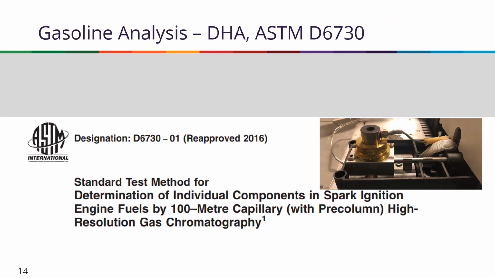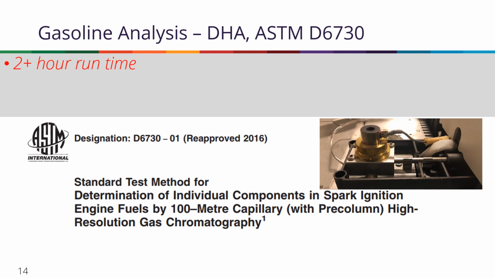And so when we talk about gasoline analysis, and this is something that a lot of you have probably heard a number of times today and yesterday, DHA, or detailed hydrocarbon analysis, is kind of the gold standard for analyzing your gas. That's per the ASTM method of D6730. And this is a method that's been proven. It works very well, but it does have some drawbacks that I want to address.